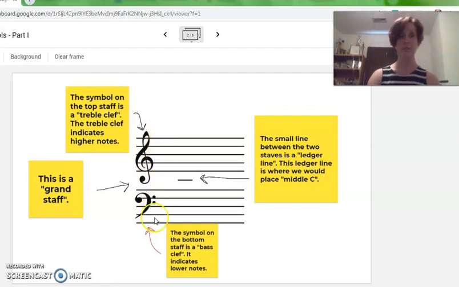The 2 staves put together like this is called a grand staff. And this ledger line in between the 2 staves, this is where we would place middle C. So this C connects the treble clef staff to the bass clef staff.